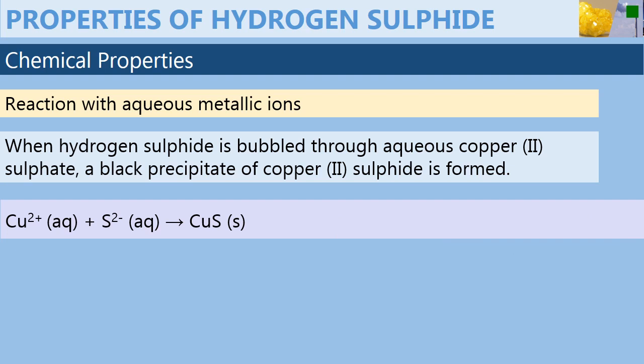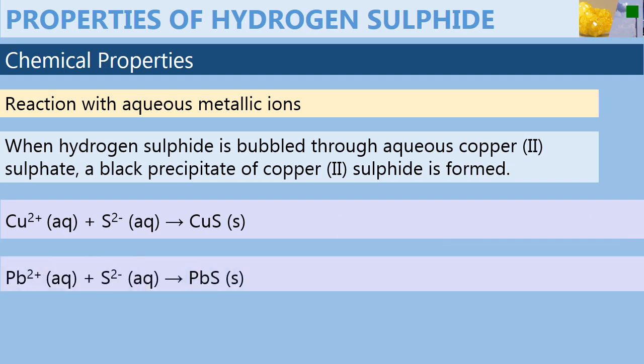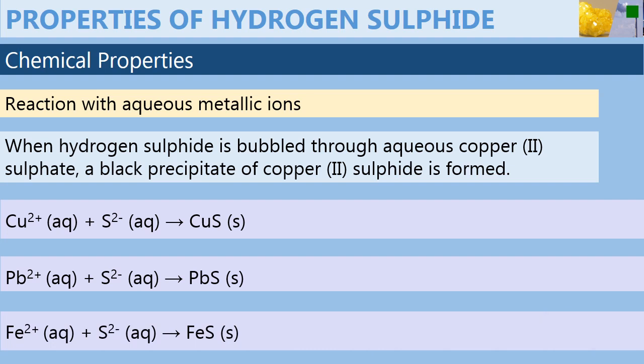Other metals that react in a similar way include lead, that forms lead sulfide, and iron 2, which forms iron 2 sulfide. Most metal sulfides are insoluble in water except those of sodium, potassium, and ammonium.